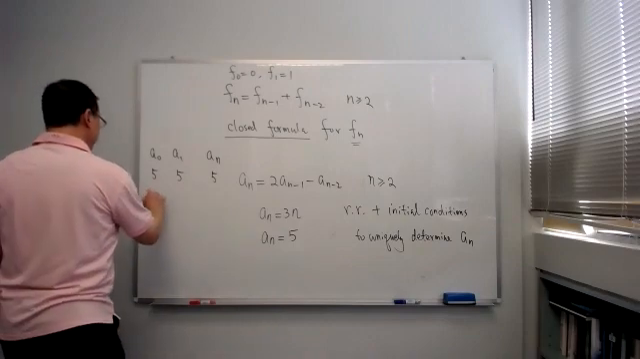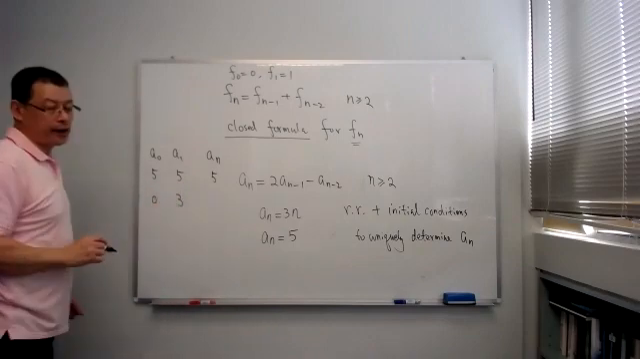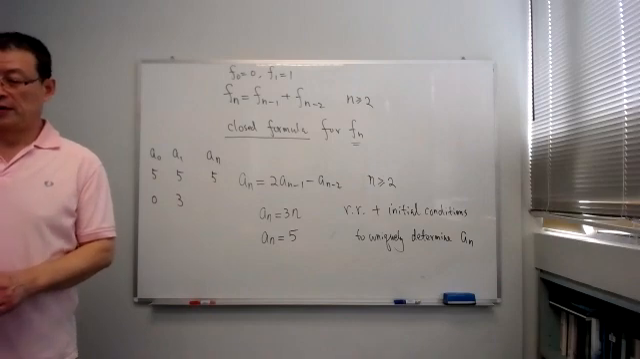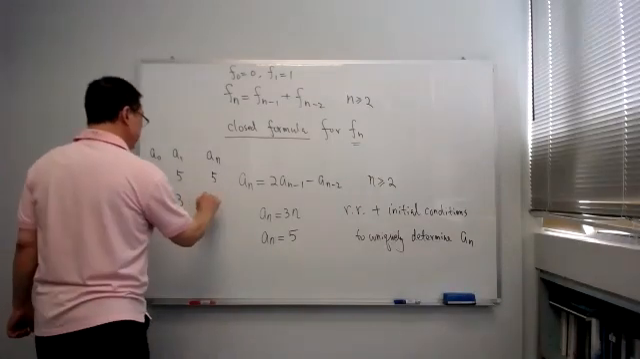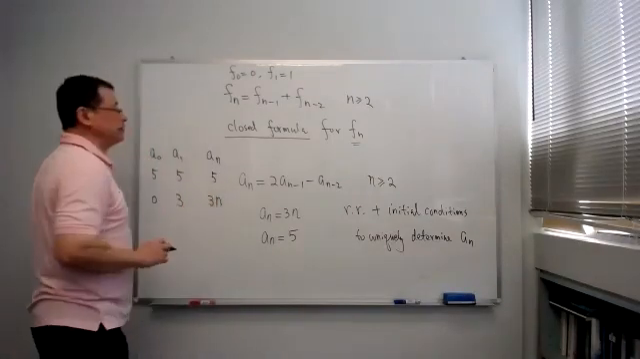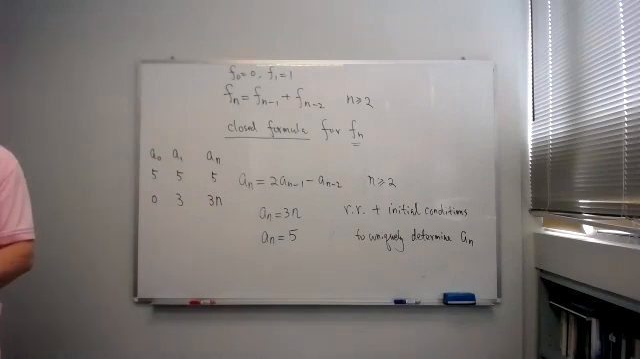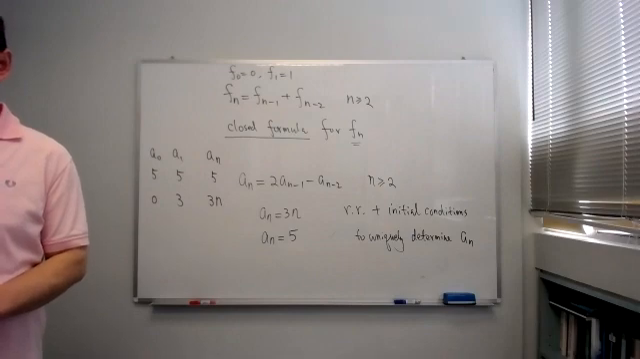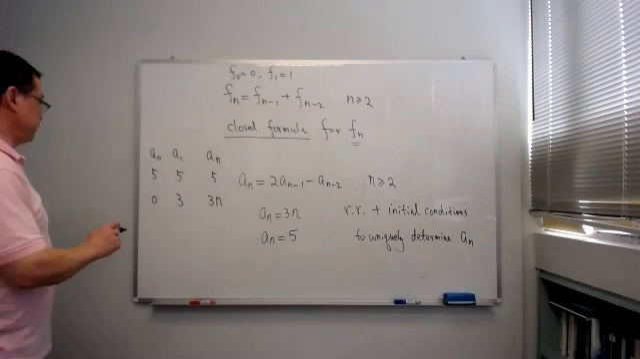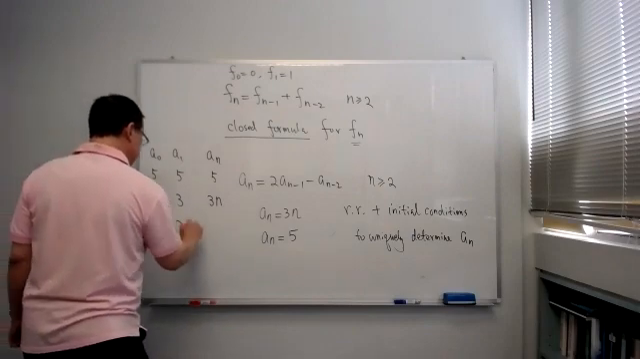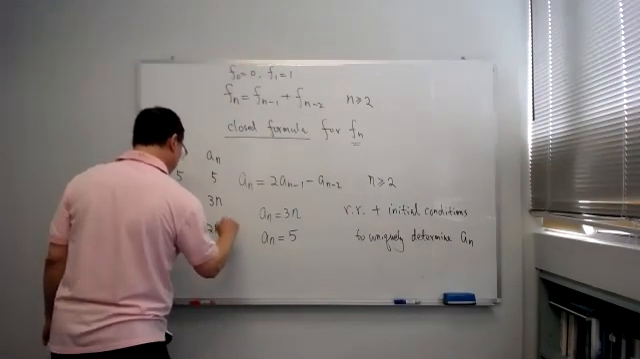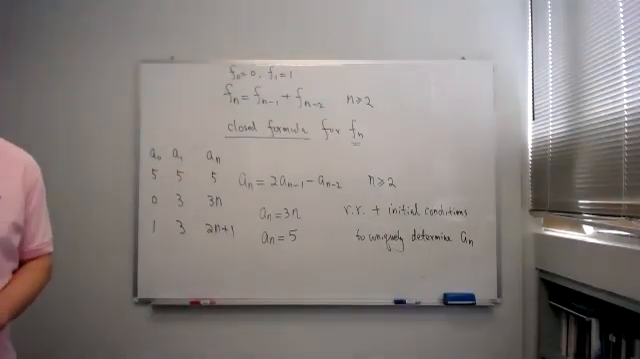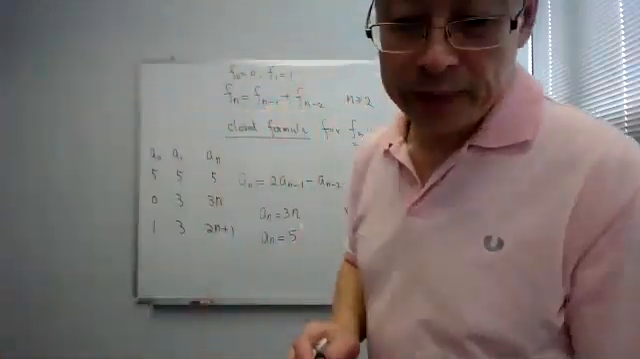If it's 0, 3, then the answer will be 3n. The sequence is 3n. Now, if it's 1, 3, then it's 2n plus 1. Okay, let me check. Yeah.